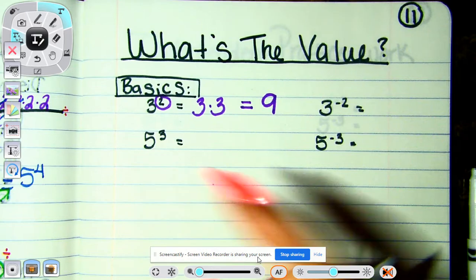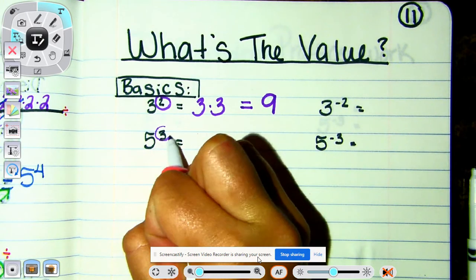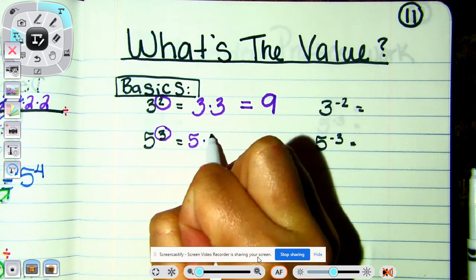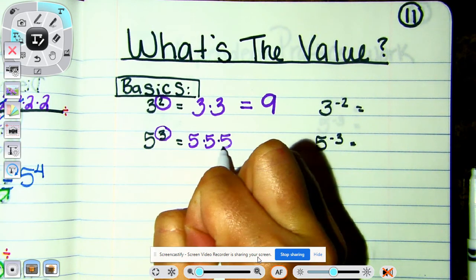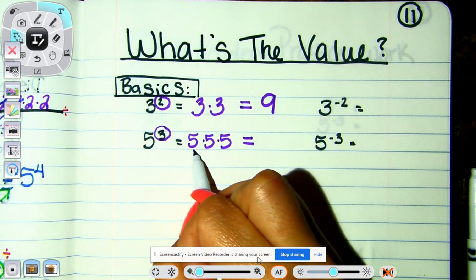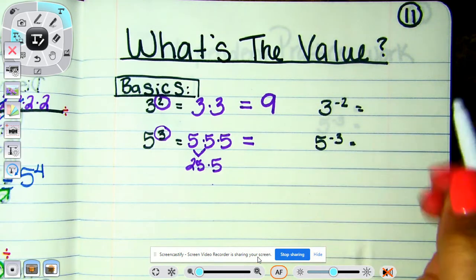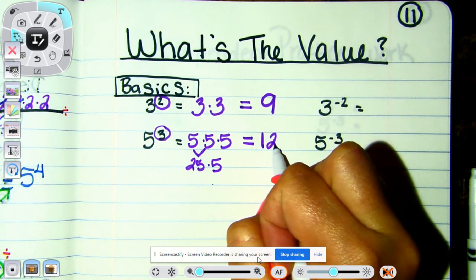Okay, in this case, again, we're just going to stick with the basics. I'm multiplying. There's no negatives. So that means we have 5 times 5 times 5. Finding the value would be multiplying all of that. Well, 5 times 5 is 25. And 25 times 5 is 125.